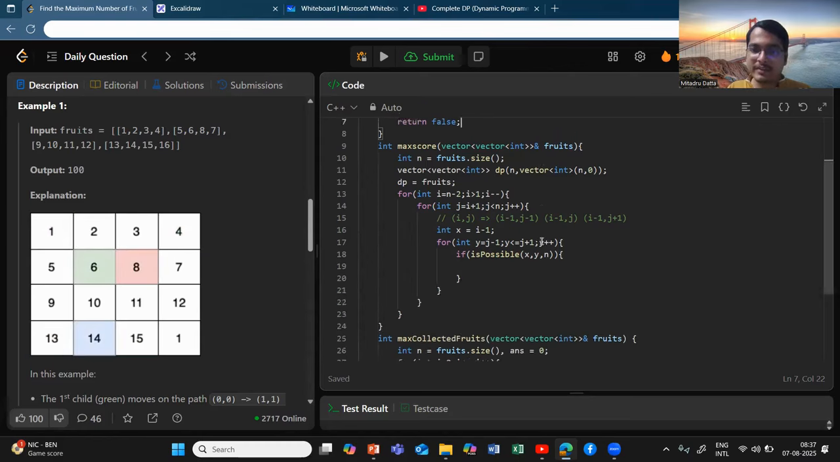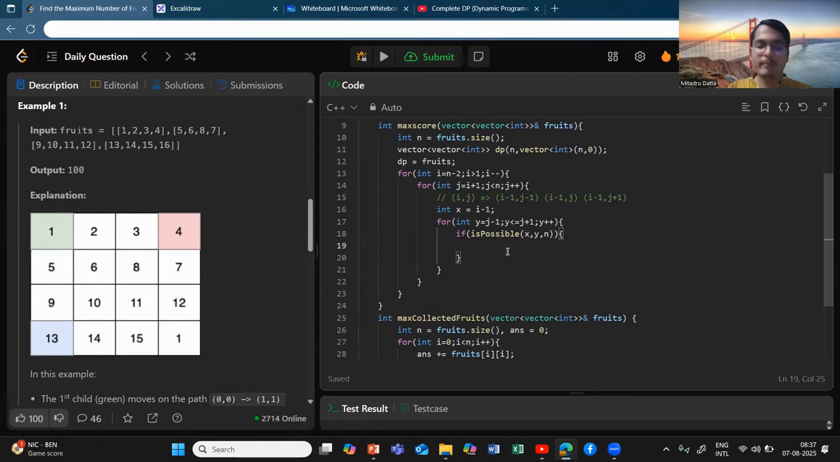And here I am asking that if it is possible to take a step, then you update your dp. So now dp of xy, what does dp of xy contain? It will contain the maximum of dp of xy. You update it only if you are getting a new value which is maximum. So how can you get a new value? It is given by the fruits of xy plus dp of ij.